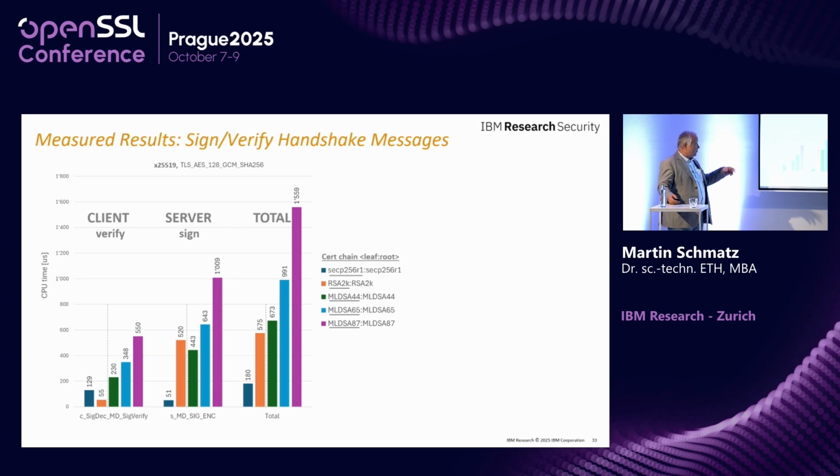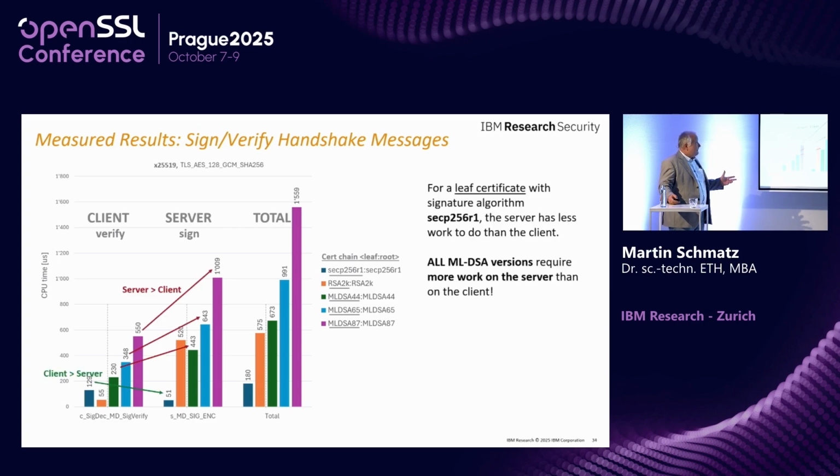So before we go to the actual numbers, let me highlight something. The good thing is, for leaf certificate with P256, the server has less work to do than the client. Now, with the ML-DSA versions, the server has to do more than the client. From the color coding red and green, you immediately recognize I'm a server guy. I'm not an IoT guy. IoT guys would actually change the color coding and say, yeah, the client has to do less work, and let's do the heavy lifting on the server side.